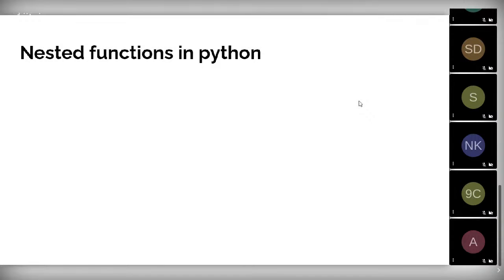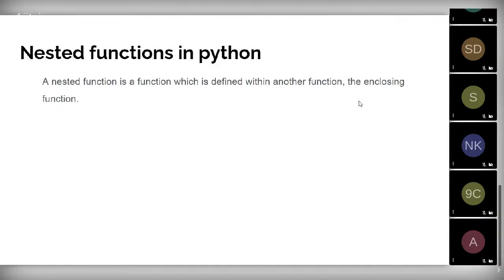So what is a nested function? A nested function is a function which is defined within another function, or the enclosing function. So first we will have a function, and inside this function we will define another function. So this process will be called nesting, and this type of functions are called nested functions.